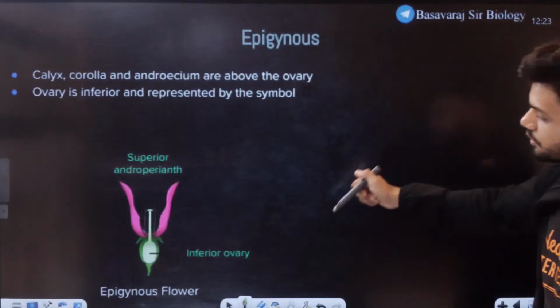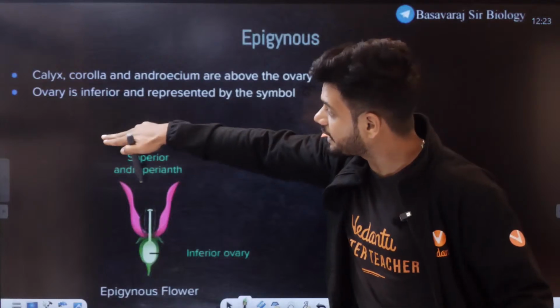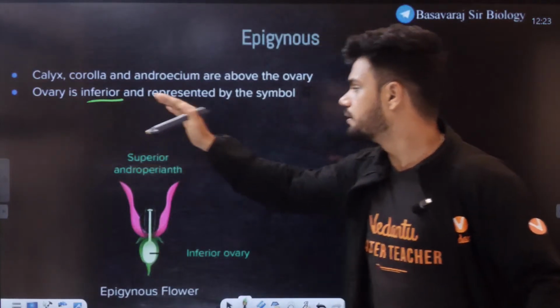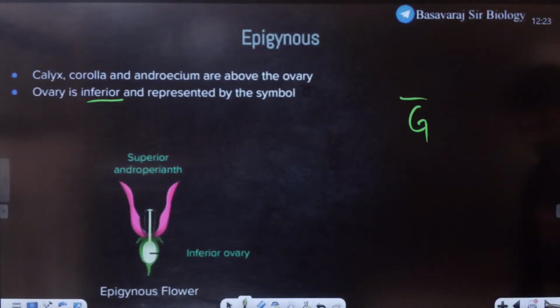Last one is epigynous condition. I told you. Calyx, corolla and androecium are above the ovary. Ovary is full inferior here, and this is the symbol here. Ovary is inferior.